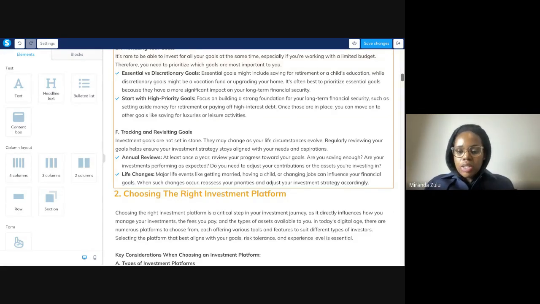And then life changes, as I mentioned. There are certain things in certain seasons of your life that will call for different things and different priorities. Things like getting married, having a child, or changing jobs can change your financial goals and what you focus on. And so you need to be able to adjust accordingly, but also prioritize things that make sense for you and your financial journey.